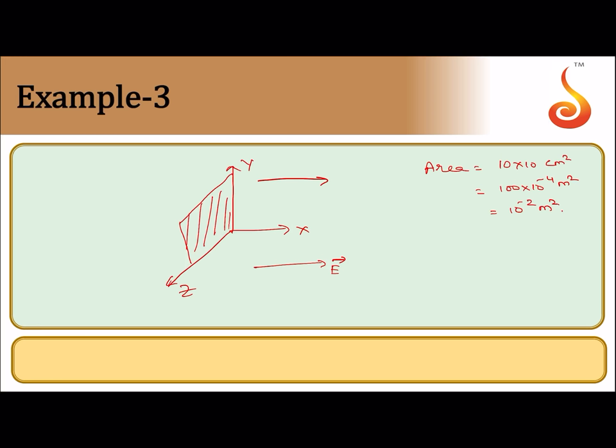Now the area vector is in the yz plane. So what is the normal to the area vector? N cap is along x axis. Therefore, what's the angle between E bar and N bar? Theta is 0. Therefore, what is cos theta? Cos theta is 1. Your flux is nothing but E into A into cos theta.